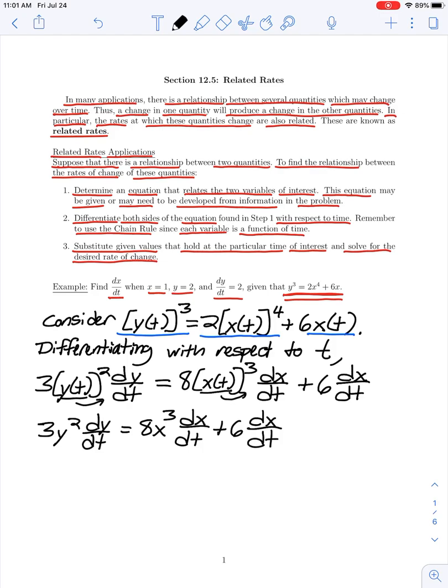So this was our second step. We differentiated both sides of our equation with respect to time, t, and we were remembering to use the chain rule because x and y are both functions of time. Now in the third step of this process, we're supposed to substitute the given values that hold at a particular time of interest and then solve for our desired rate of change.